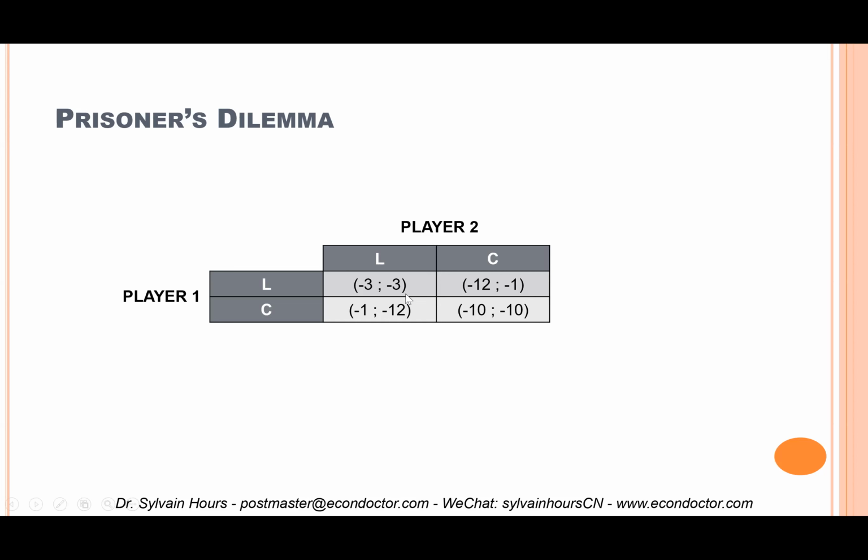Even if they both lie, then the police has enough evidence to send them to jail for 3 years, and that's why they lose 3 years of their lives basically in jail. So that's why we have -3. However, the police can offer them a deal.